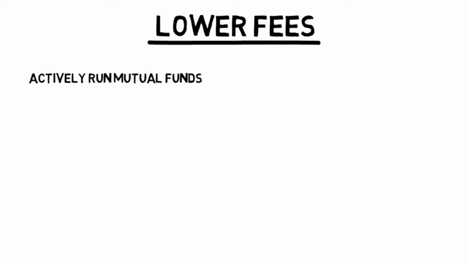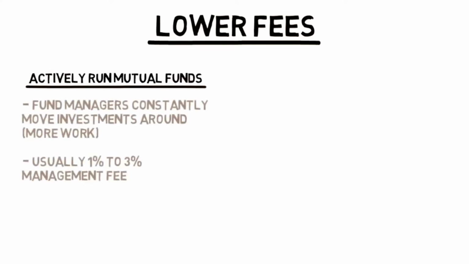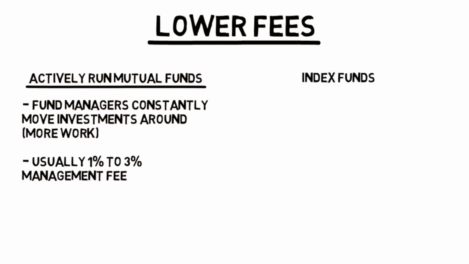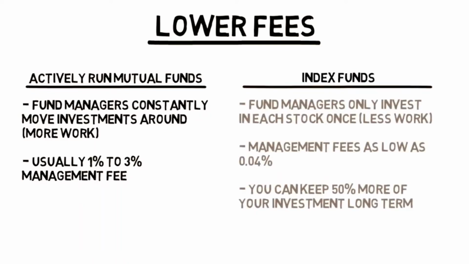First, lower fees. With actively run mutual funds, the fund managers will often charge between 1% and 3% of the value of the fund as a management fee, since the fund managers are constantly moving investments around. Whereas with index funds, since the fund managers only have to invest in each stock once, the management fees are significantly lower, sometimes as low as 0.04% of your investment.